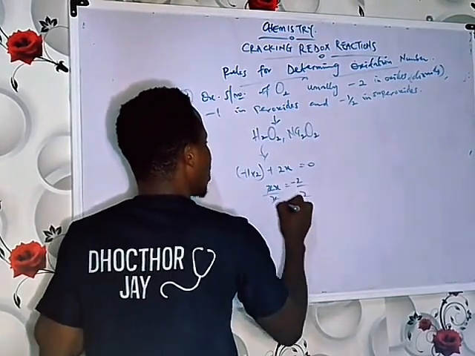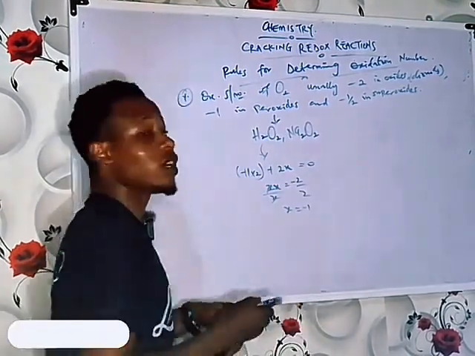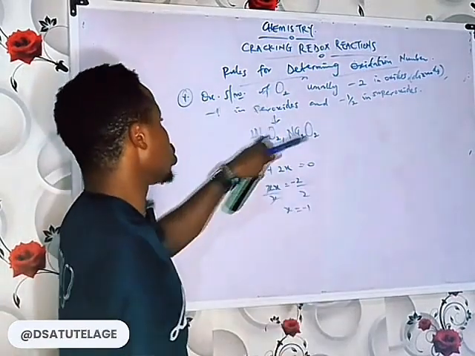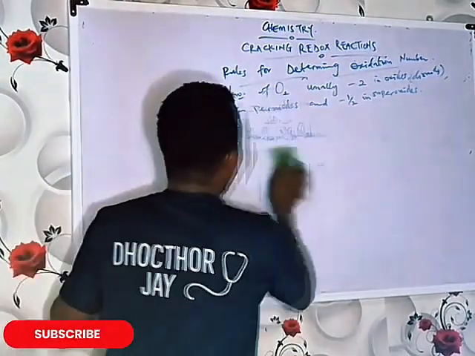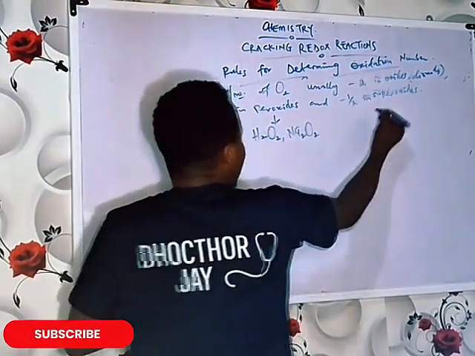Divide both sides by 2, x will be equal to what? Minus 1. So whenever you have oxygen in a peroxide, you're going to find out that oxygen will always be what? Minus 1. Alright, what's an example of a superoxide?